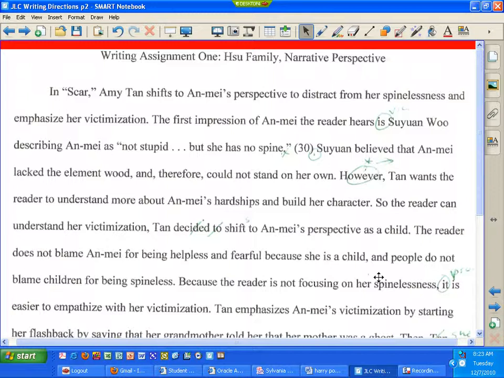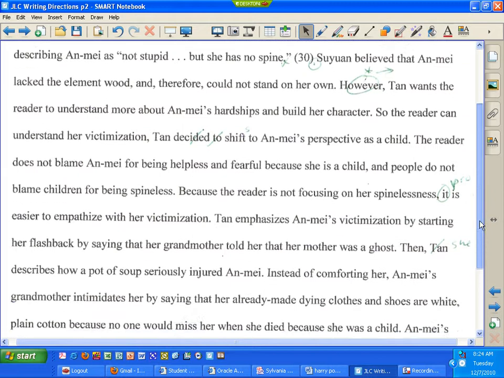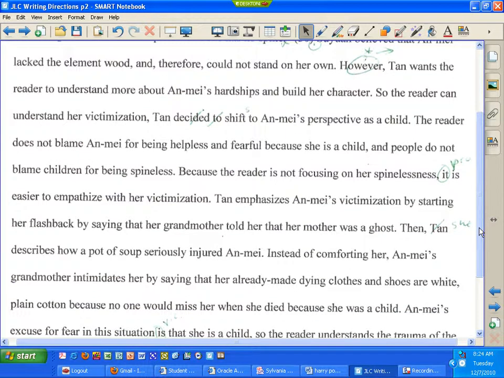In Scar, Amy Tan shifts to Ann May's perspective to distract from her spinelessness and emphasize her victimization. The first impression of Ann May the reader has is Su-Yan Wu describing Ann May as not stupid, but she has no spine. Su-Yan believed that Ann May lacked the element wood, and therefore could not stand on her own. However, Tan wants the reader to understand more about Ann May's hardships and build her character, so the reader can understand her victimization. Tan decided to shift to Ann May's perspective as a child. The reader does not blame Ann May for being helpless and fearful because she is a child, and people do not blame children for being spineless. Because the reader is not focusing on her spinelessness, it is easier to empathize with her victimization.